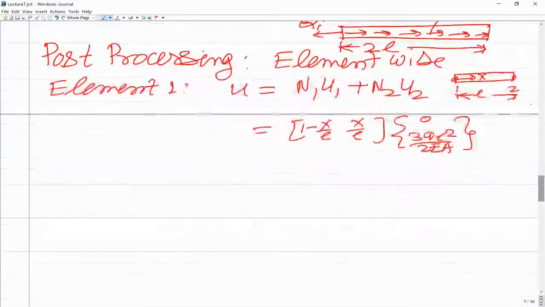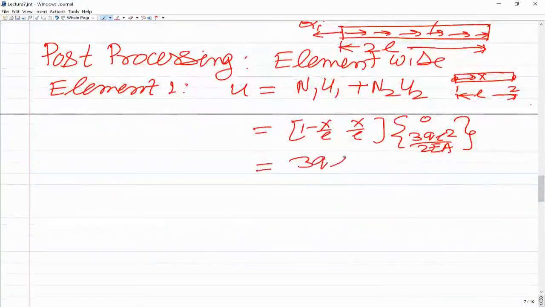So now if you simplify, the first term is anyway 0, so you simply get 3qL square upon 2EA into x by L. So this is the displacement. If I want to calculate, let's say at the center of the element, what is the displacement, I just put capital X is equal to L by 2 and get the displacement at that point. So from this you get the displacement at any point within the element. Within the first element you can put any value of capital X between 0 to small l, and you get the displacement within the element.